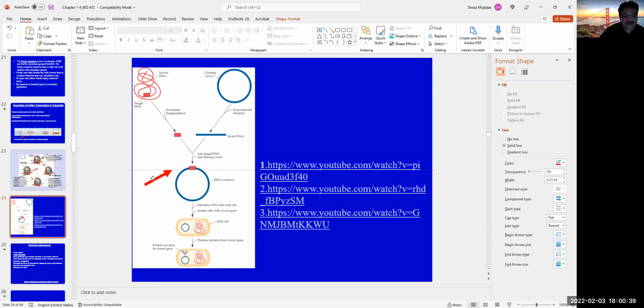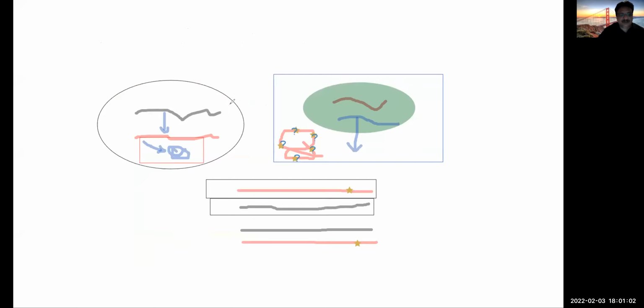A vector is a device, right? Although it's DNA, it's a device that can carry foreign DNA. These vectors are products of bacteria. Plasmids are present in bacteria. So what does a bacterial cell look like? Let's say this is the bacterial DNA, this is the bacterial RNA, this is a protein.